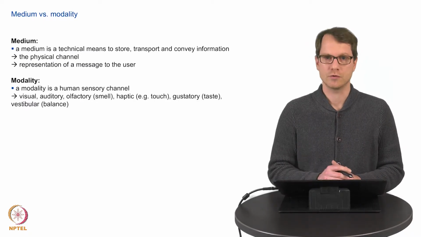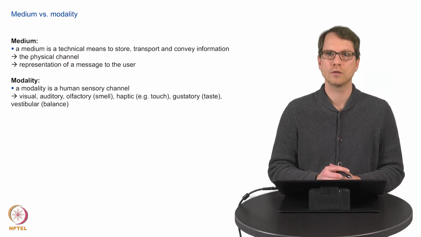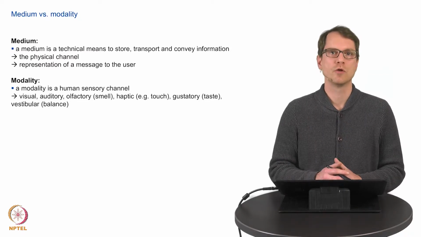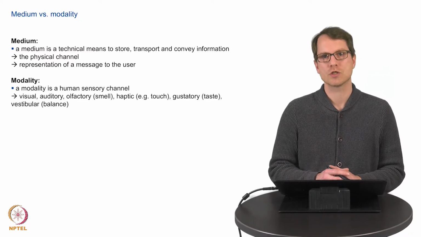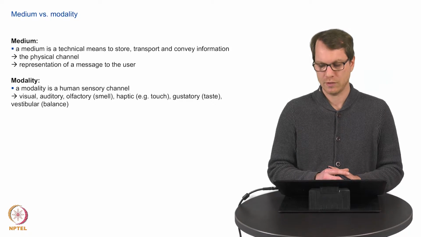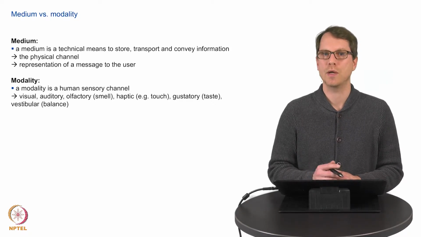And we have several of these human sensory channels. For example, visual, auditory, olfactorial channel, for example, the smell, the haptic channel, which is, for example, the touch, but also temperature sensation and even pain sensation. There's the gustatory channel, which is taste, and the vestibular channel, which is related to the balance perception.